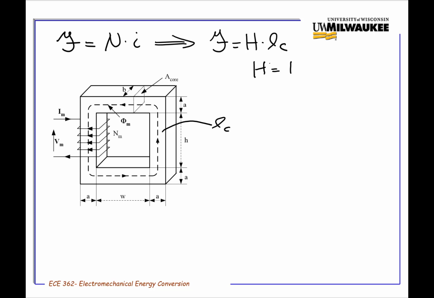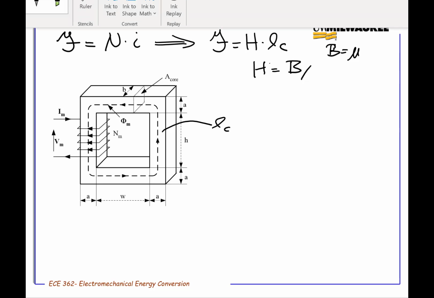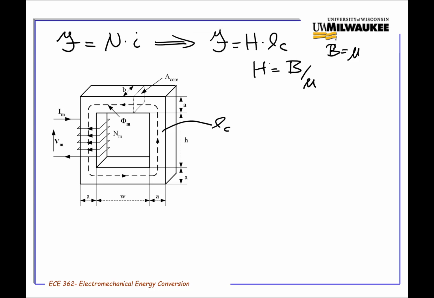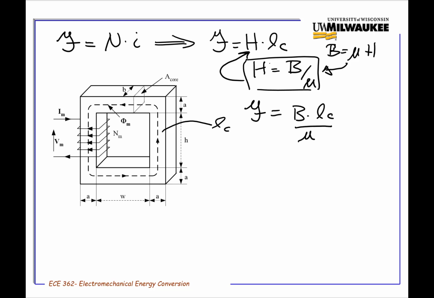We also know that H is equal to B divided by mu naught. So remember, we got this expression. B is, it's not mu naught, but mu, because we're in the core now. So H is B over mu, just rearranging that expression. So let's take this and plug that into there. F now is equal to B times LC over mu.